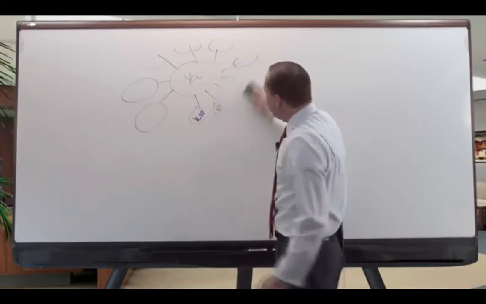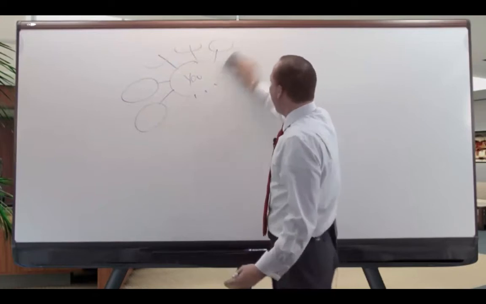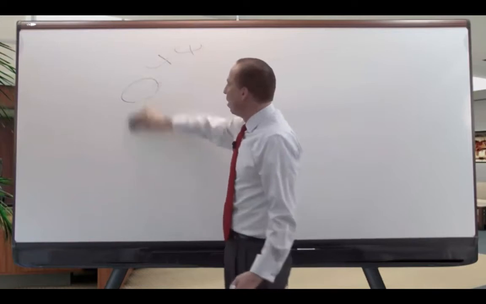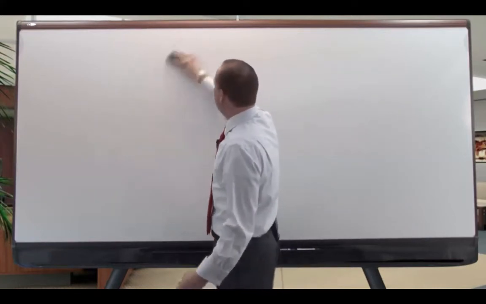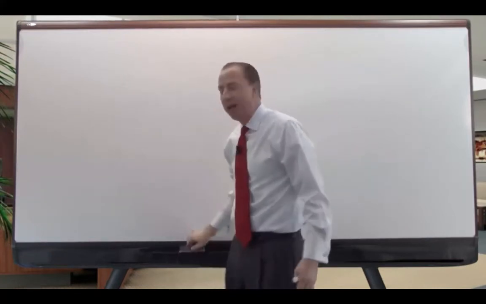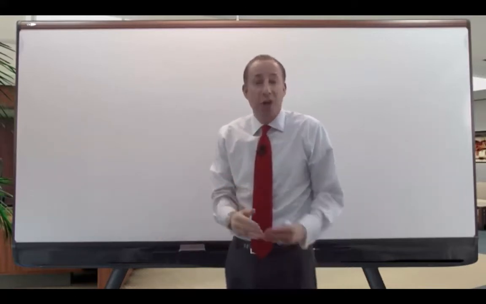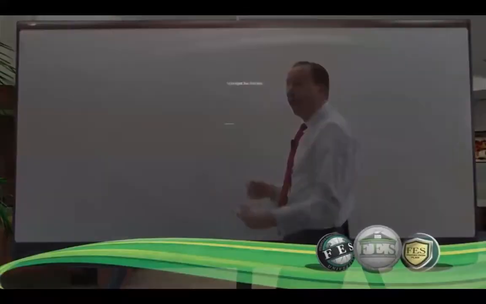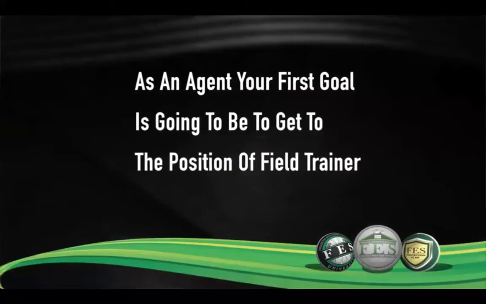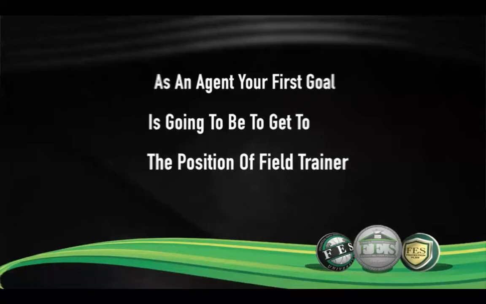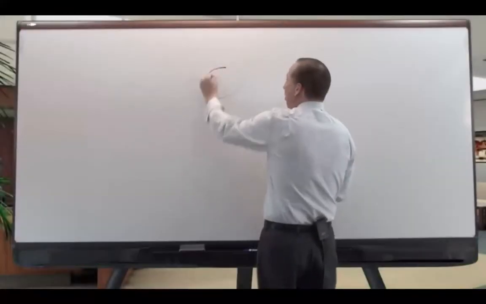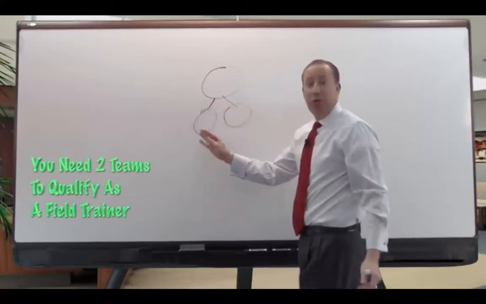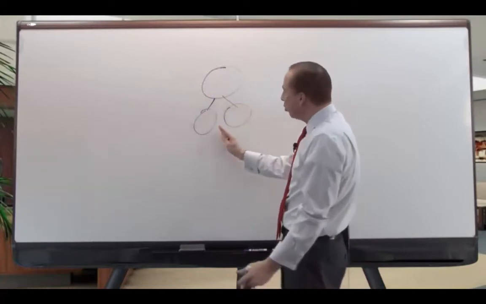So I'm going to show you how, because you might say, well, I've got all these people I'm sponsoring, and it's great if you can do that, but how do I handle structuring my organization? Very, very important. A simple approach to doing this is to understand what you're trying to achieve. If you're an agent, your first goal is going to be to get to the position of field trainer. And as a field trainer, I've got to go out and have 2 teams to qualify. And so that's your focus.